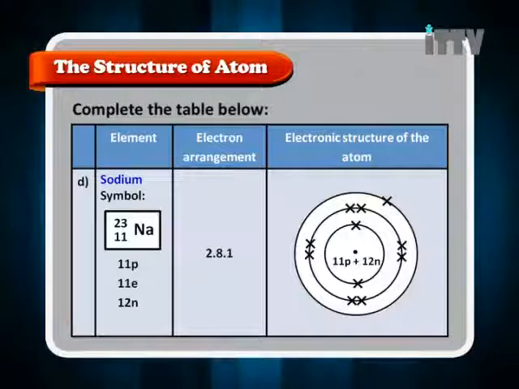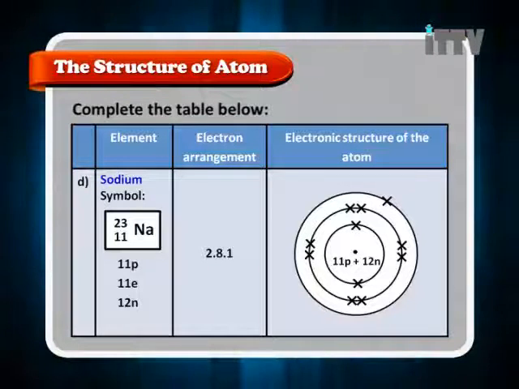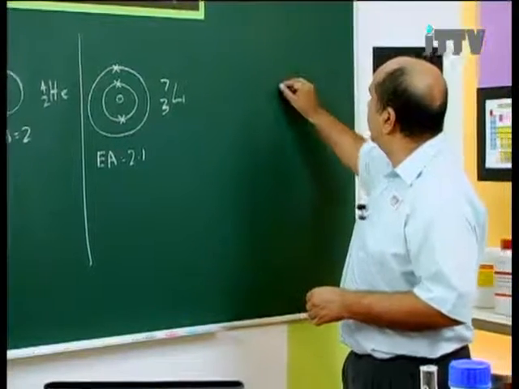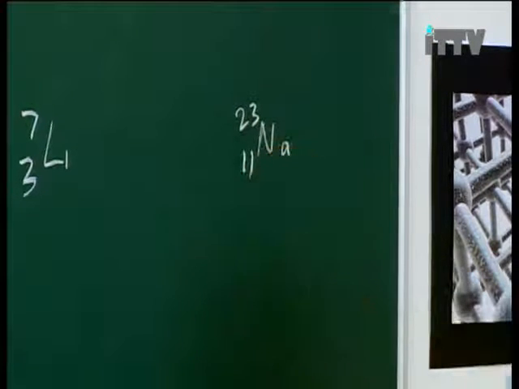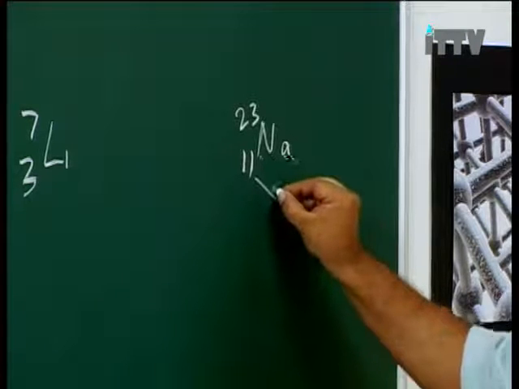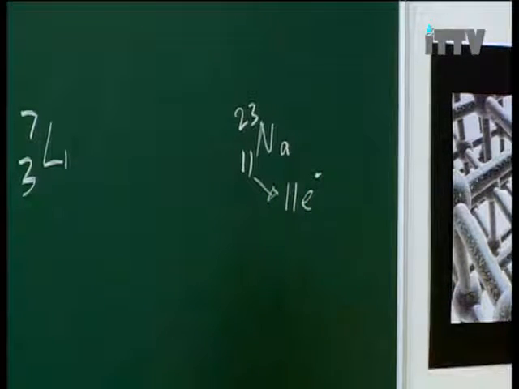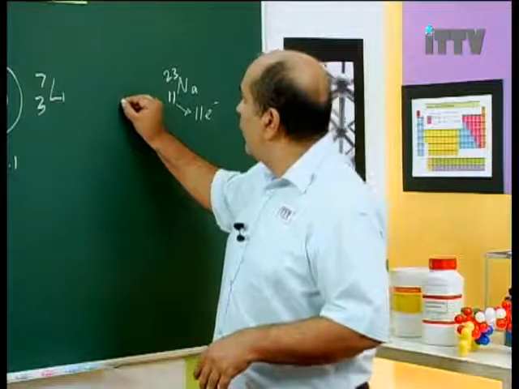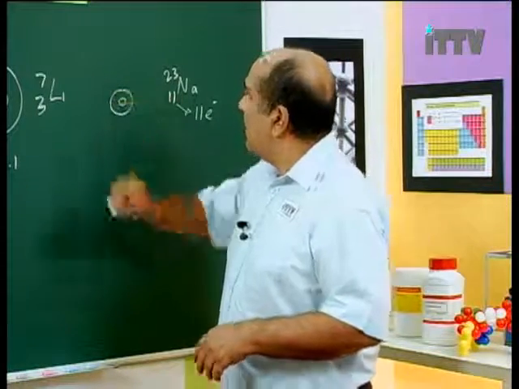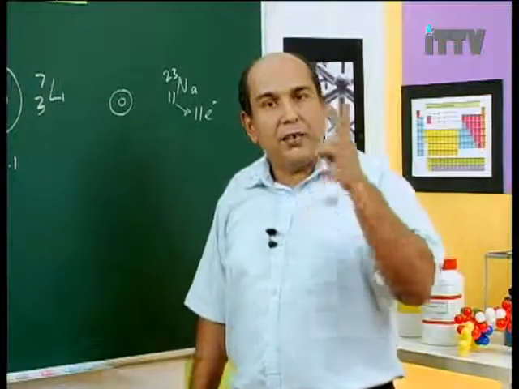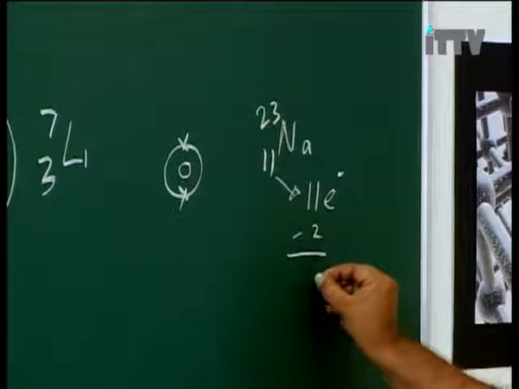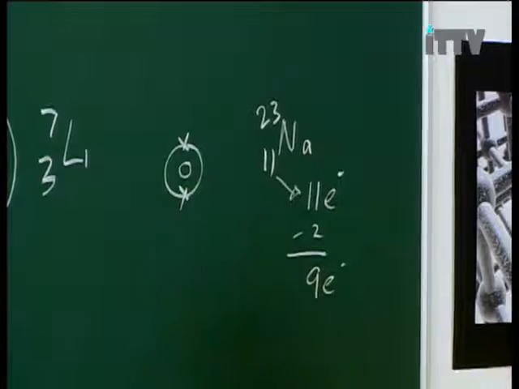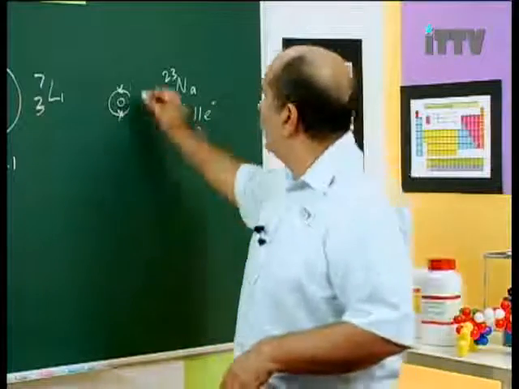Sodium, 23 11. Now we're looking at a quite large number of electrons. So let's do the sodium over here. Sodium, 23 11, which means I'm looking at 11 electrons. Let's start. Draw the nucleus and the first shell. Remember, the first shell can only have 2. So if I put in 2 here and I subtract 2 from here, that means I'm left with 9 electrons. Now I go to the second shell.